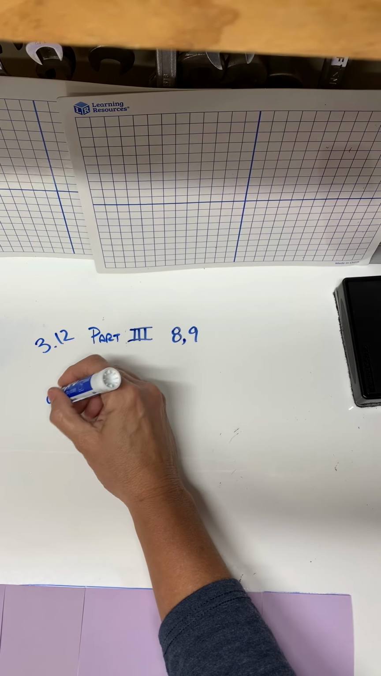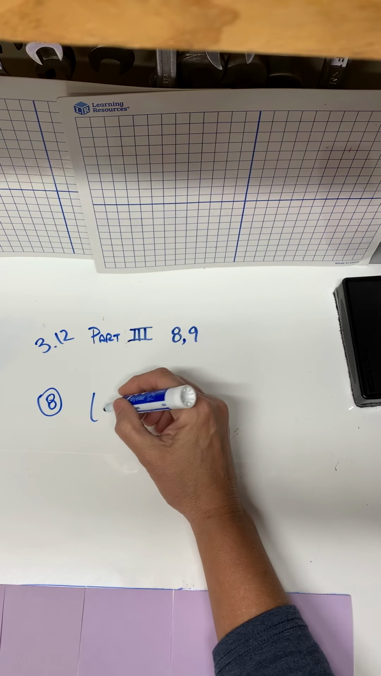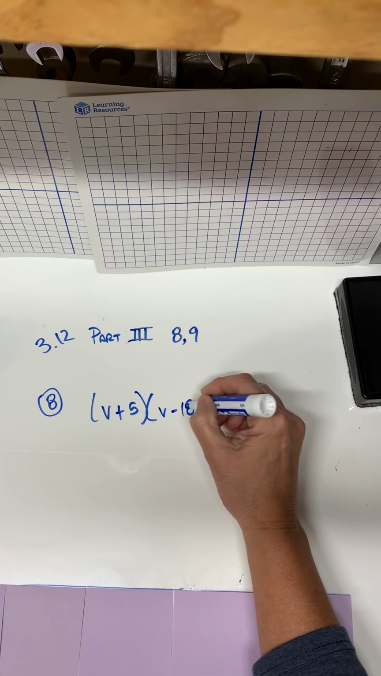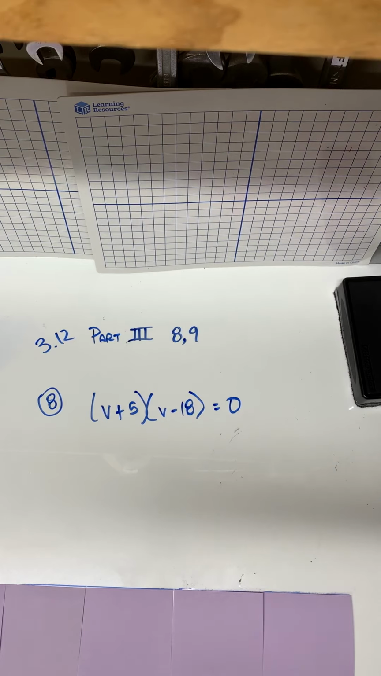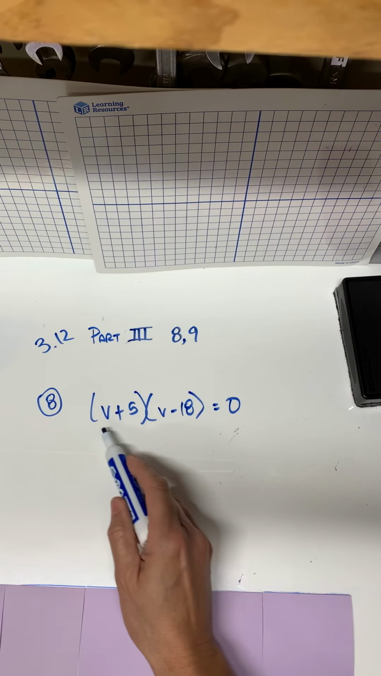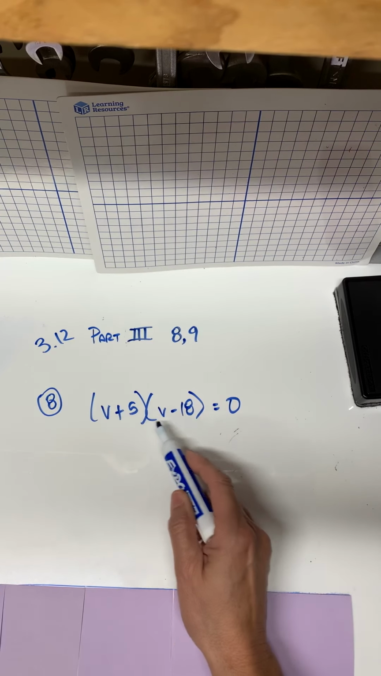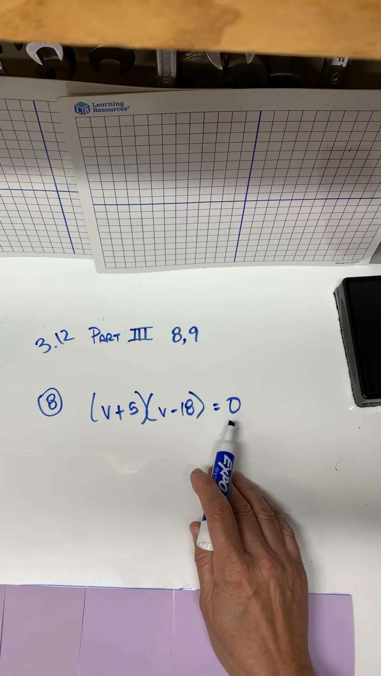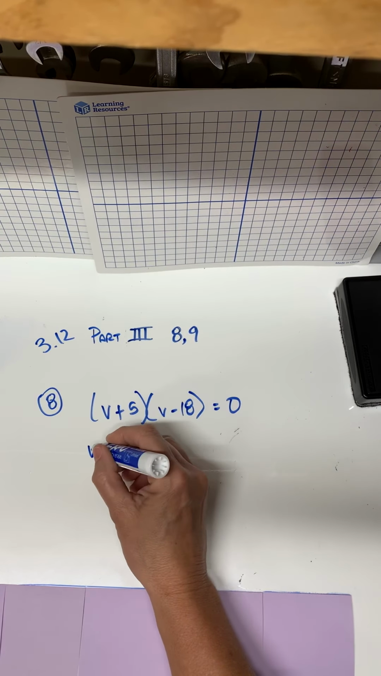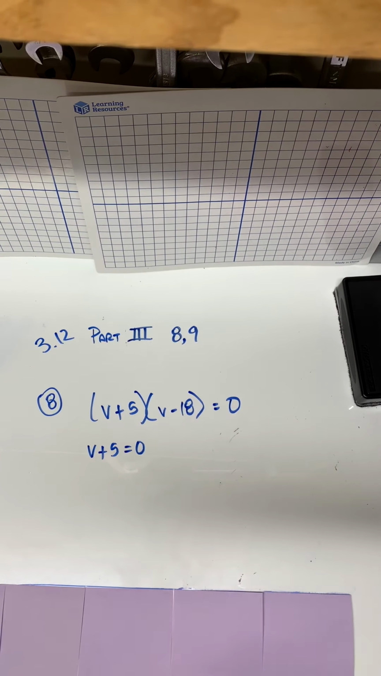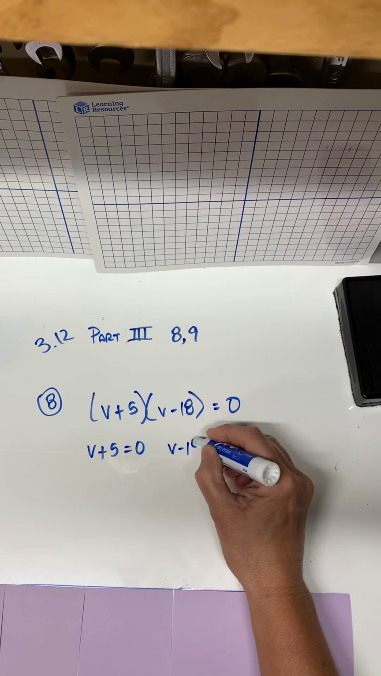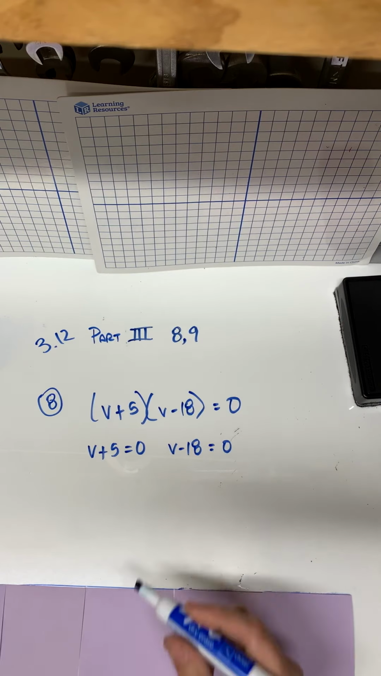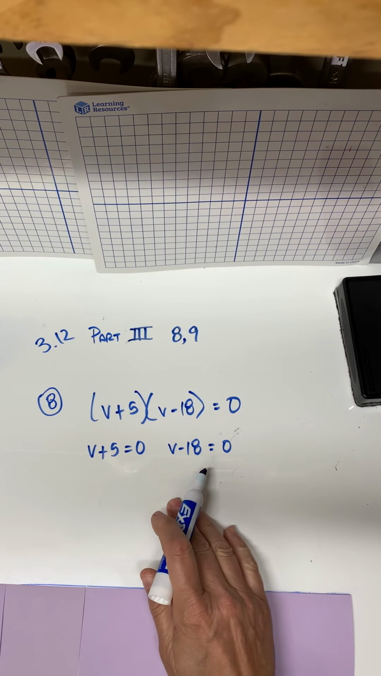So I'm looking at question number 8, and they give me v plus 5 times v minus 18 equals 0. Well, notice that this is one factor that's being times by this factor, and all of a sudden I got 0. So this times this gave me 0, means that either this had to be 0, v plus 5 had to have been 0, or the v minus 18 had to have been 0, in order for that entire answer to be 0. So I would solve each of these smaller equations individually.